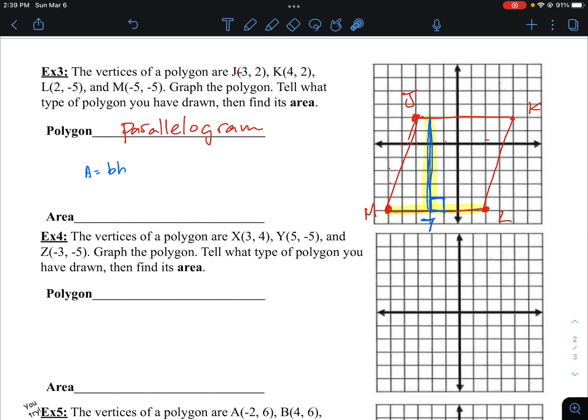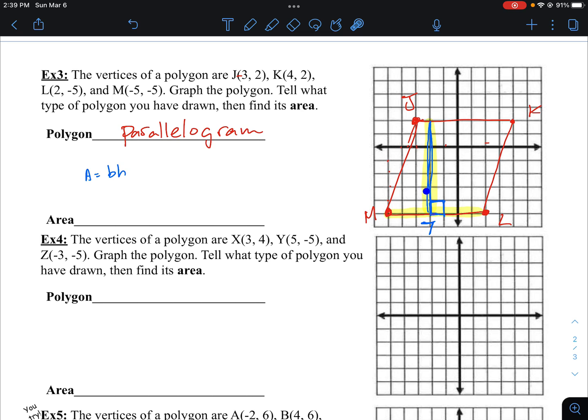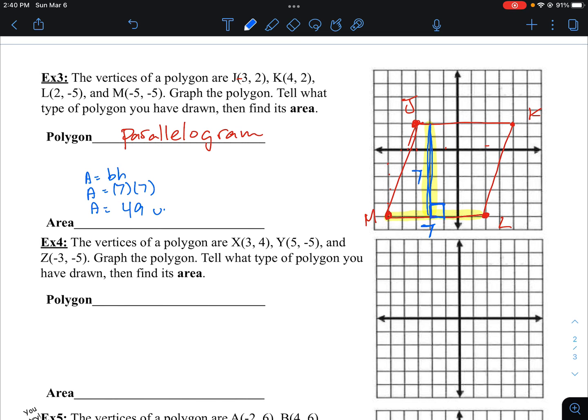And my height, start at the bottom and count up. 1, 2, 3, 4, 5, 6, 7. My height is also 7. So area equals 7 times 7. And what is 7 times 7? It is 49. And 49, we don't know what units, so we're going to say units. And we are talking about area, so we are finding square units. 49 square units.